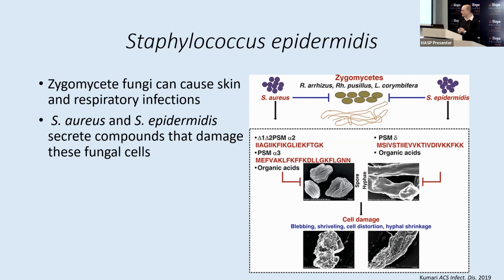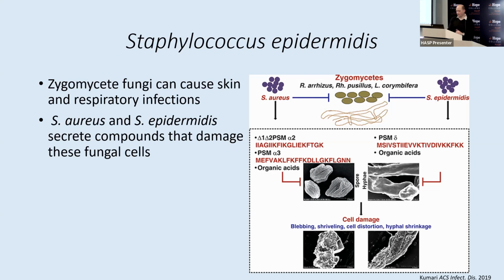There are fungi known as zygomycetes, and they can cause a disease called mucormycosis. It's not terribly common, but when it does cause disease, it can be fatal. So this can be really serious. And it turns out that these two bacteria, which again, normally present on the skin, part of our resident population, produce chemicals that cause serious damage to the fungal cells.